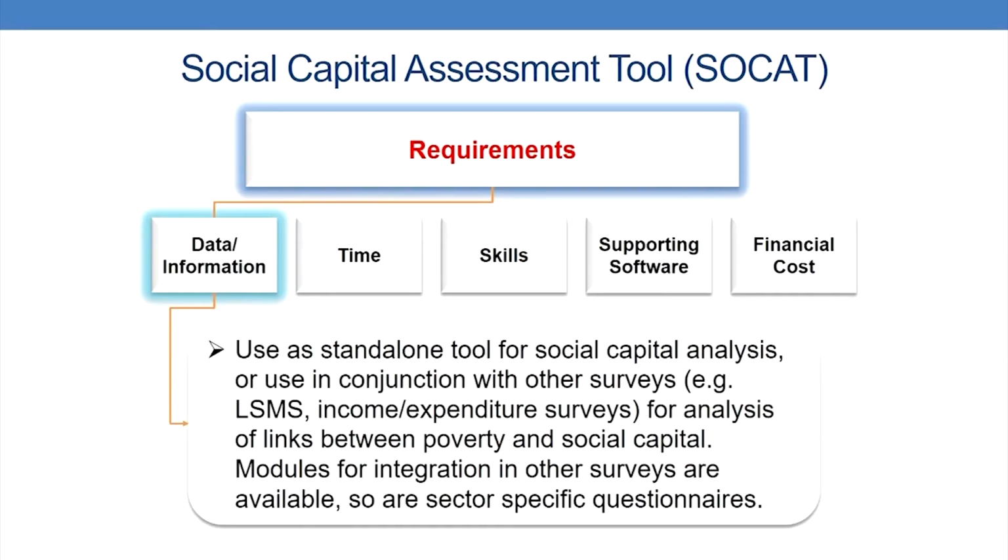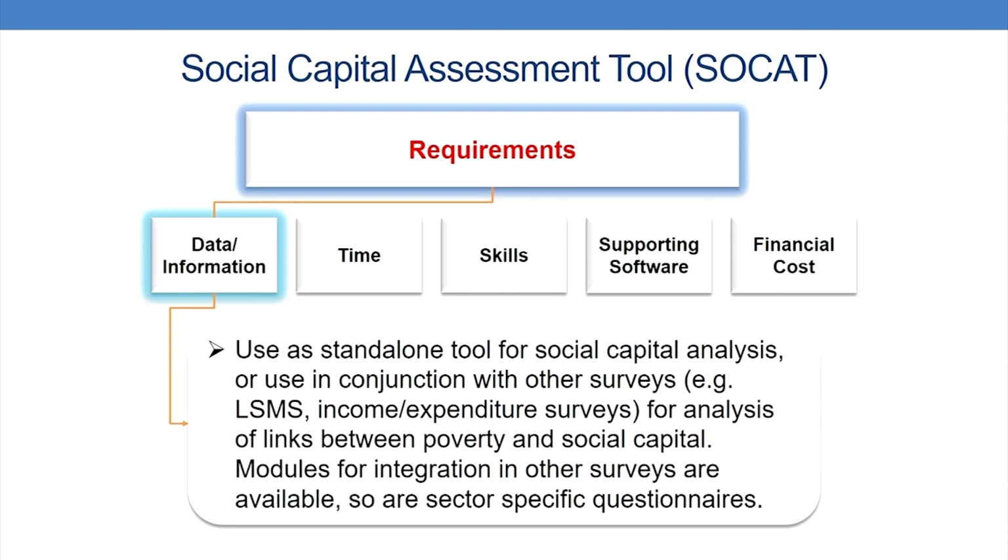Now, let us also look at the requirements of SOCAT. There are primarily 5 requirements: data or information, time, skills, supporting software and the financial cost. With respect to data and information, we often use it as a standalone tool for social capital analysis or in conjunction with other surveys.